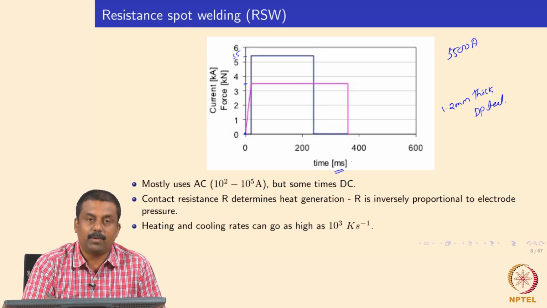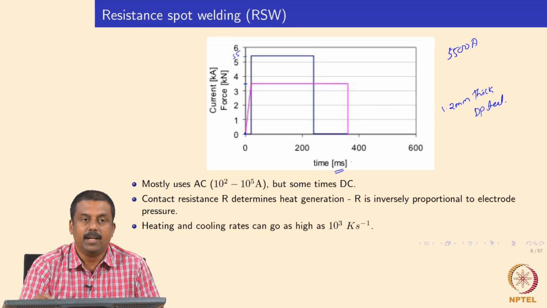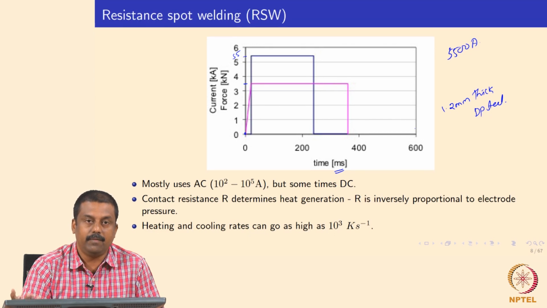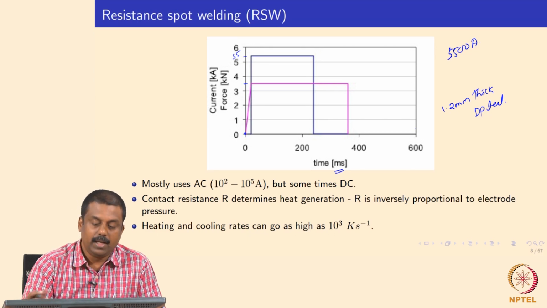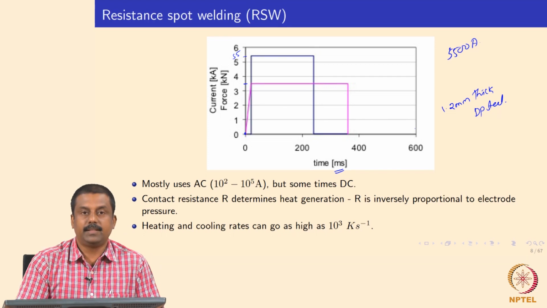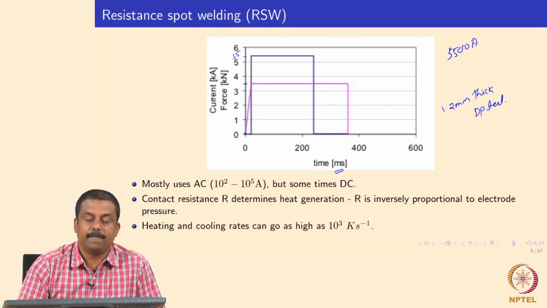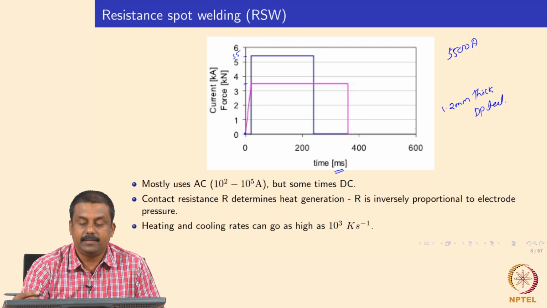So that's why this process is very attractive for automotive applications, because you can make a weld in extremely rapid time. Each weld nugget, in this case, takes hardly half a second. If you want to make about 5000 welds, you can make them in a few minutes. Due to this rapid welding time, resistance spot welding is very attractive in a production environment.